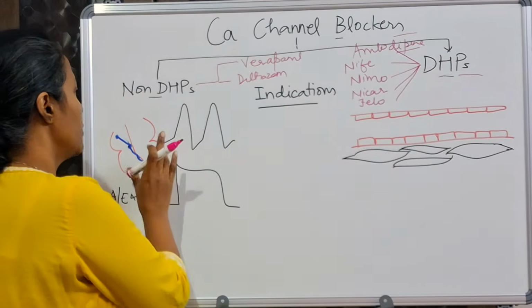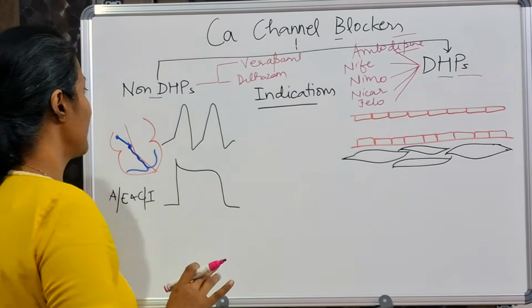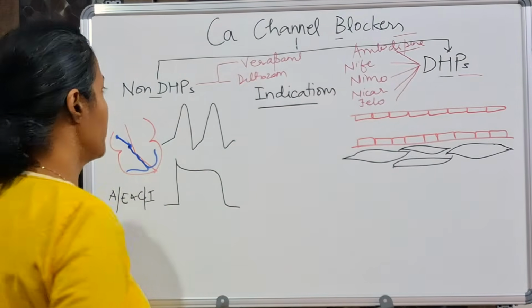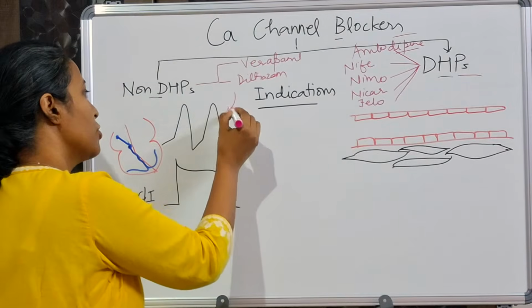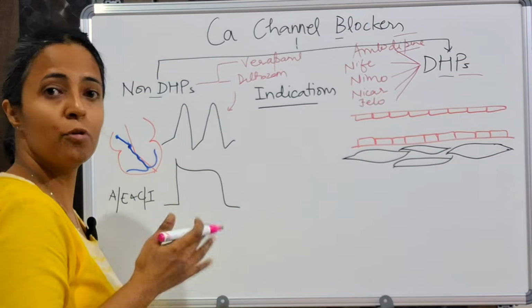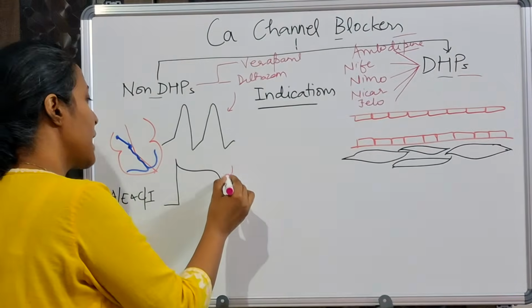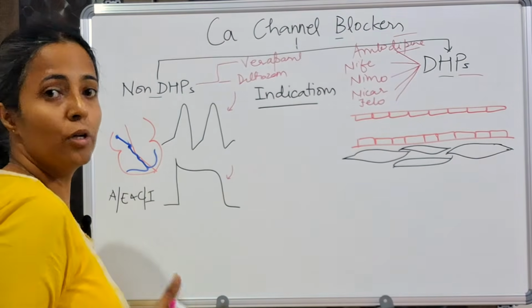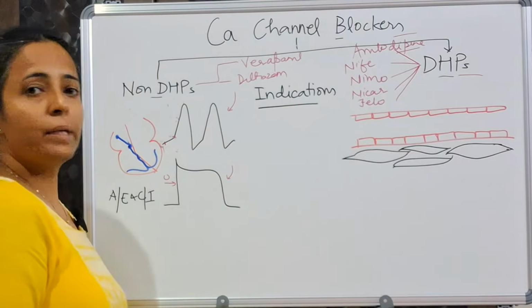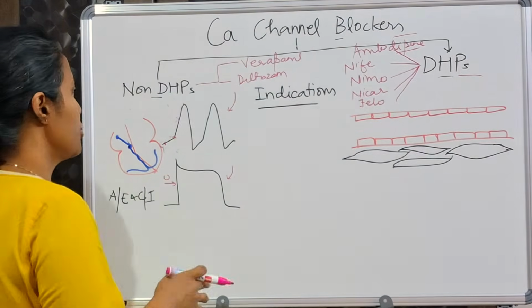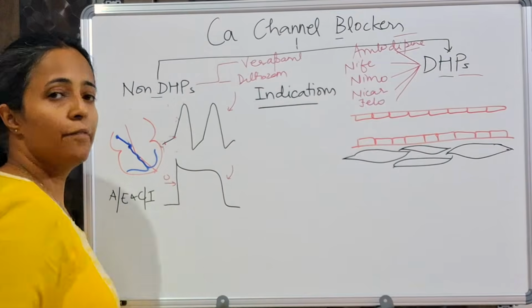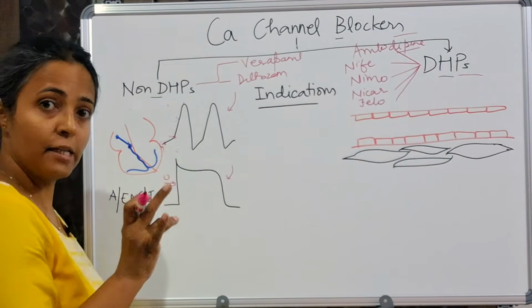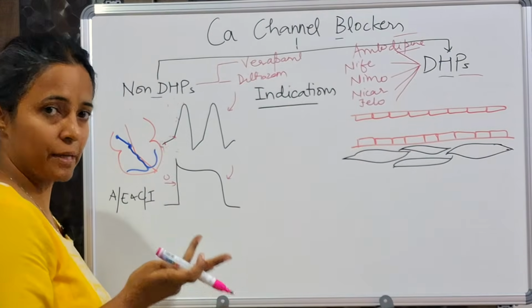Here I have drawn a small heart with the conducting pathway, and two different types of action potential. This is the action potential of the autorhythmic cells, that is SA node and AV node, and this is the action potential of the contractile cells, that is atrial and ventricular contractile cells. If you remember the ionic basis of action potential, the SA node and AV node action potential occurs due to the opening of HCN channel, T-type calcium channel and L-type calcium channel.